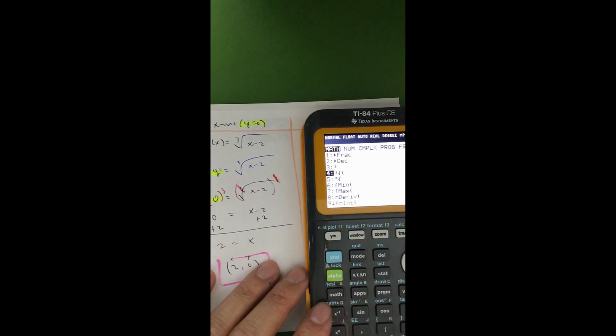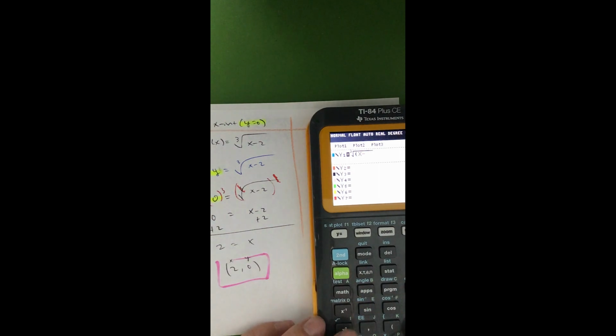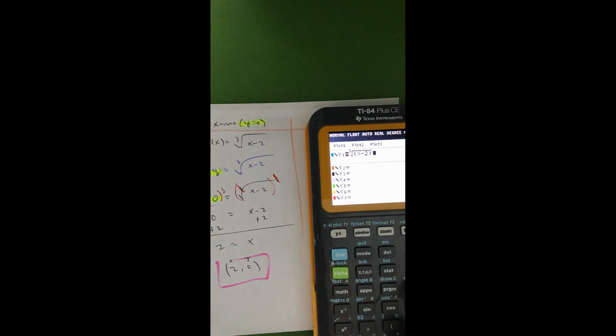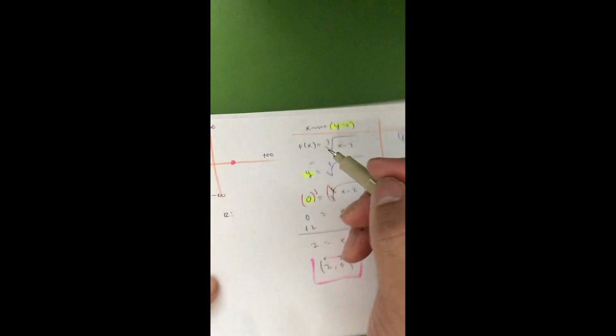Math, cube root, x minus 2. Close parentheses, and then graph it. Okay, it looks like a cube root, rotated 90 degrees, flipped about the y-axis, but this one shifted over what? 2 units. Okay, let's go ahead and sketch that.